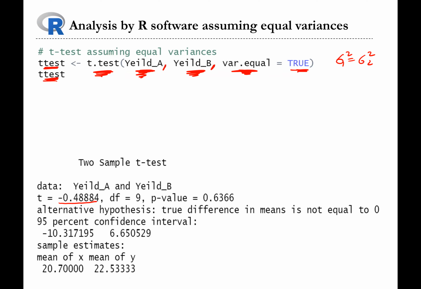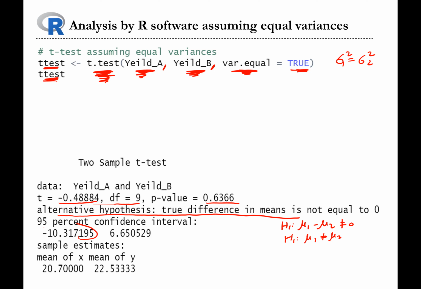See, it gave me T0, almost the same value we calculated by hand. Degrees of freedom is 9. The p-value is 0.63, as we calculated using the applet. And the alternative hypothesis in R is mu1 minus mu2 doesn't equal 0, which is equivalent to mu1 doesn't equal mu2. This is the default for the t-test function. Can I change it? You can change it. I will show you how to change it.